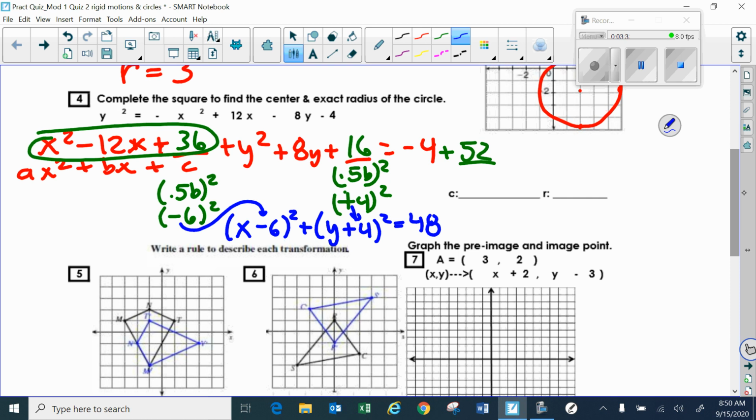And again, it's opposite square root. So we have 6 comma -4 for the center, the opposites. The square root of 48. Remember, that's going to break down to the square root of 16 times the square root of 3. Remember, I told you start with half the number. Half of 48 is 24.